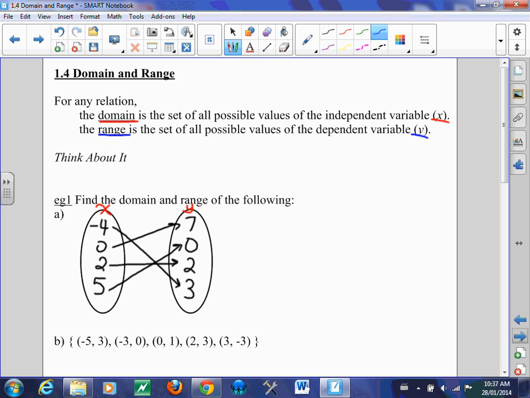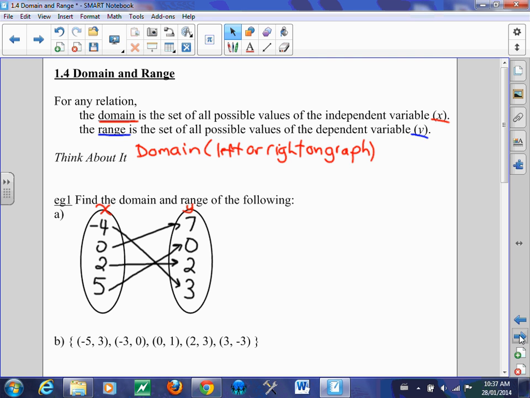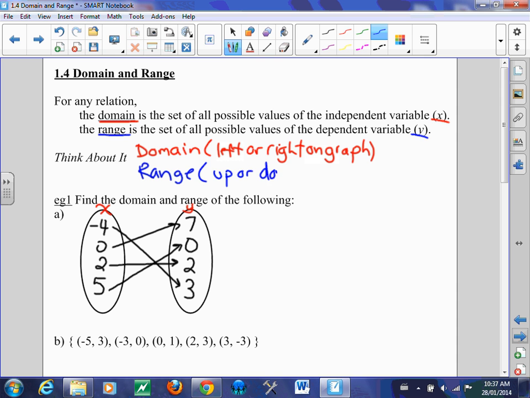All right, so think about it. The domain, let's change my colors to color code it here, guys. The domain deals with how far left or right you can go on a graph. Okay? Whereas when you're thinking about the range, how far up or down can you go on a graph?